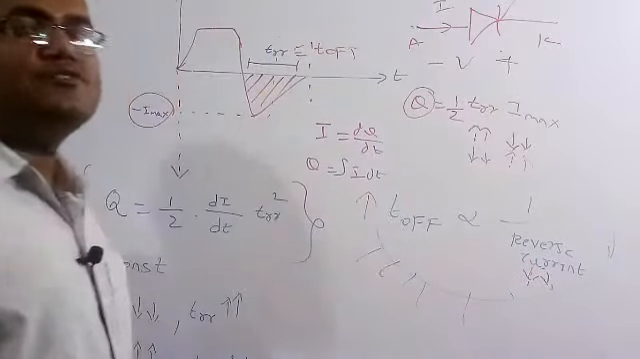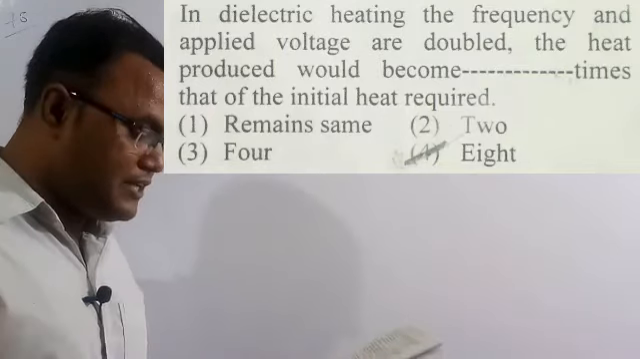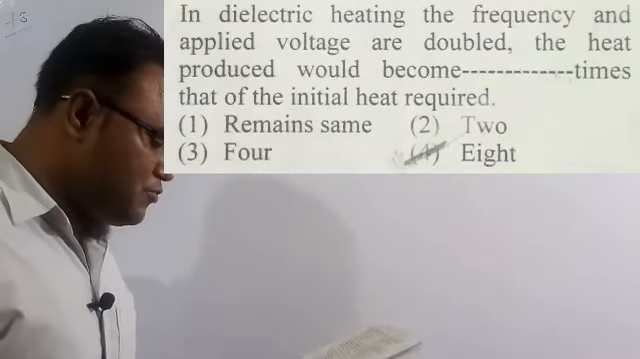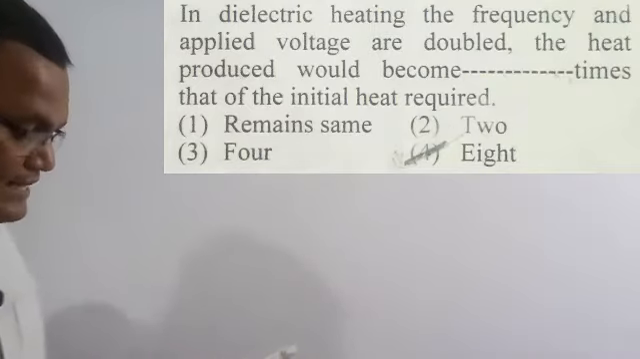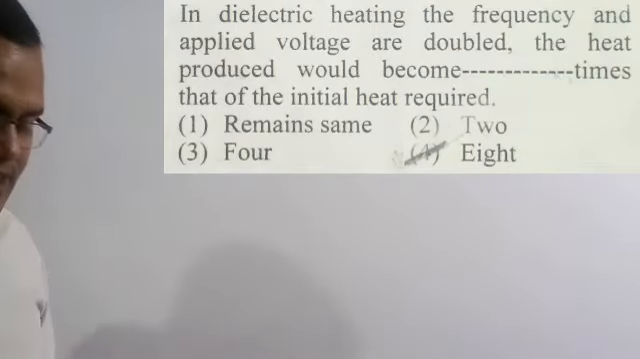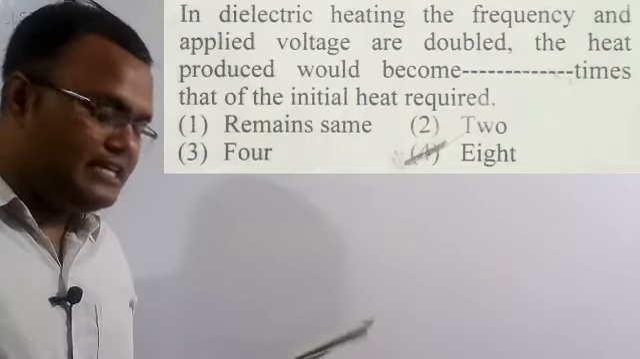So this is the correct solution of this question. Now we are going to solve the 78th question. See the question here: in electric heating, the frequency and applied voltage are doubled. The heat produced would become dash times that of the initial heat required. I am repeating again: in electric heating, the frequency and the applied voltage are doubled. The heat produced would become dash times that of the initial heat required.